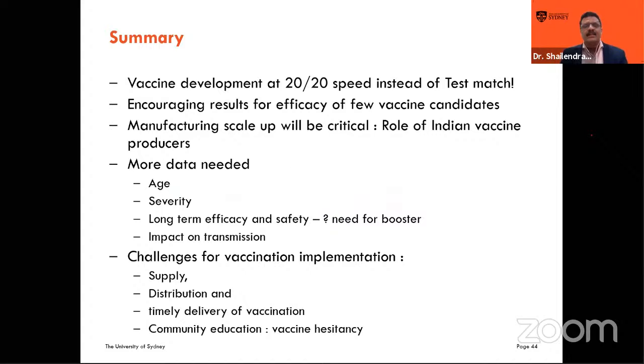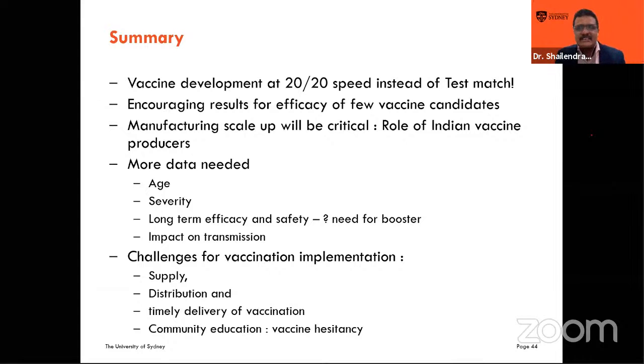So in summary, it's been a 2020 speed rather than a test match speed for the vaccine development. So we've done very well. We've actually done phenomenally well to stick to this 2020 timeline. We canceled the 2020 World Cup, which was going to be in October here, but I think at least we hopefully will have a vaccine very soon.